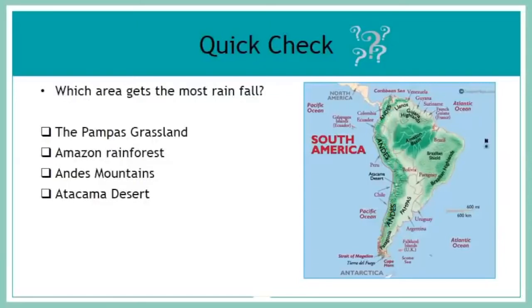Which area gets the most rainfall? The Pampas grassland, the Amazon rainforest, the Andes Mountains, or the Atacama Desert? If you said the Amazon rainforest, you'd be correct. Remember, we said it receives 9 feet of rain a year.